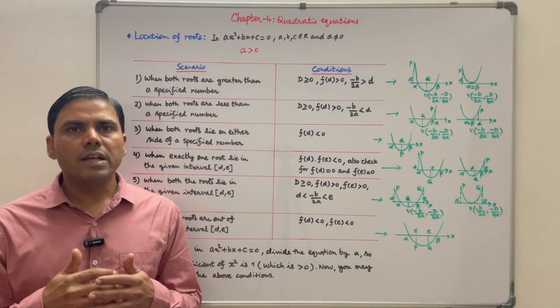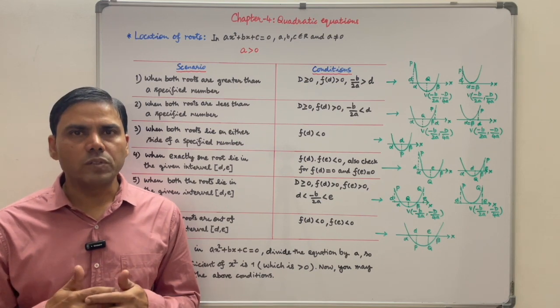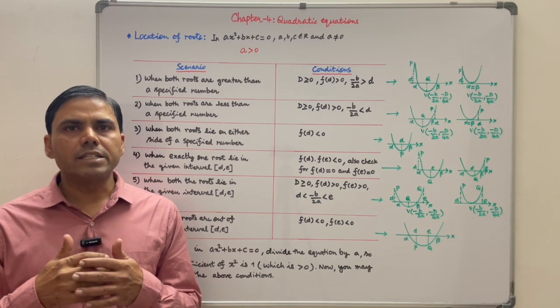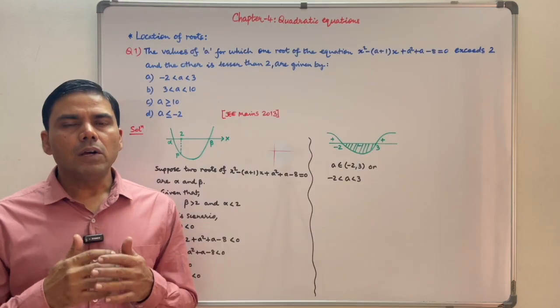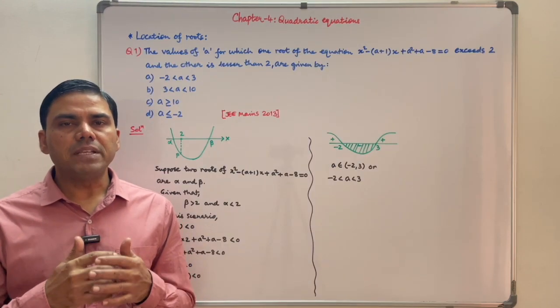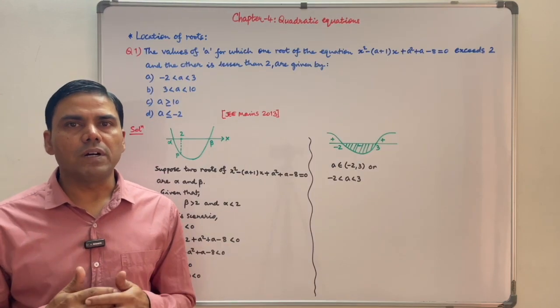There is no need to memorize the conditions scenario wise. Just draw the graph and mark those points and roots. Then you can write the conditions on your own. Now let us see 3 JEE questions based on what we have learned so far.